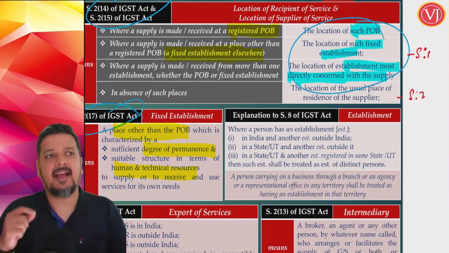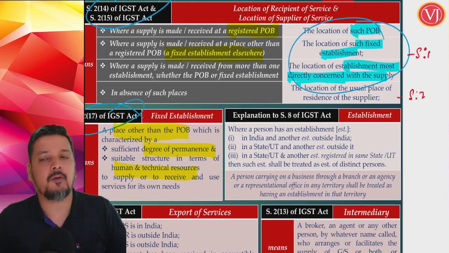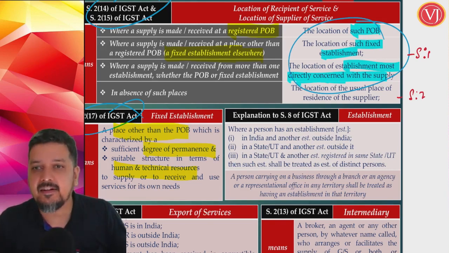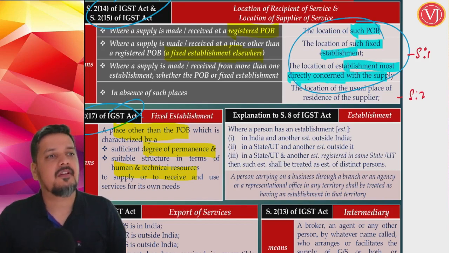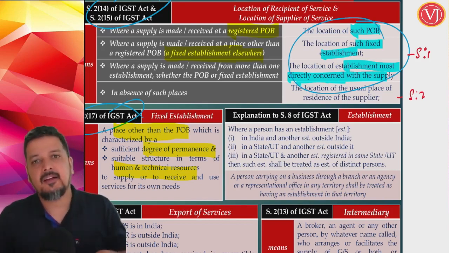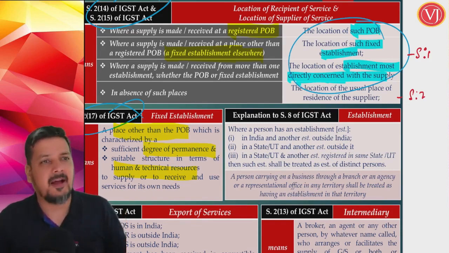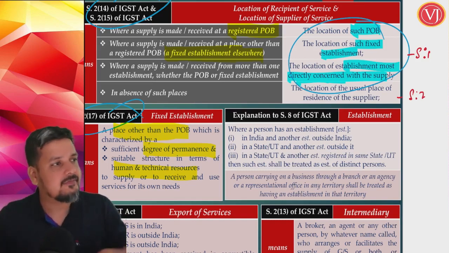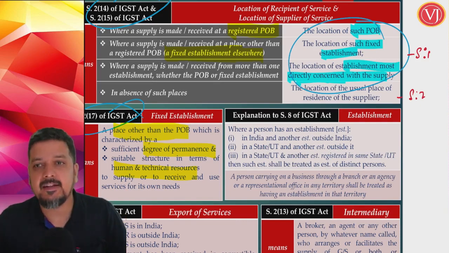I'm repeating the example. I have my branches in Delhi, Bangalore, Coimbatore, and I'm supplying a service. What is the location of supplier of service? That branch, be it Delhi or Bangalore or Coimbatore, which is most directly concerned. Place of business or fixed establishment which is most directly concerned. That is the supplier. If I tell my Coimbatore team is going to supply that service, my location of supplier of services is Coimbatore, and I may take the help of 1 or 2 members of Bangalore also, but still, what is most directly concerned? Coimbatore. Location of supplier of services is Coimbatore, which is most directly concerned.